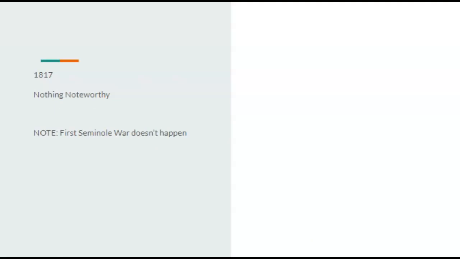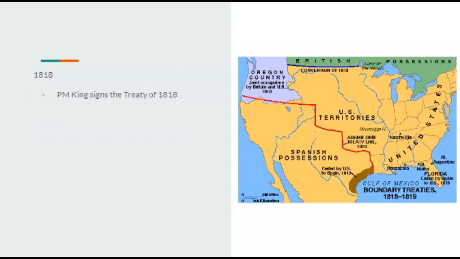Of course, the First Seminole War doesn't happen. Rufus King, very anti-war. The Federalists being anti-war in this timeline, it would pretty much preclude all war happening during King's presidency or prime ministership. Is that what it's called?